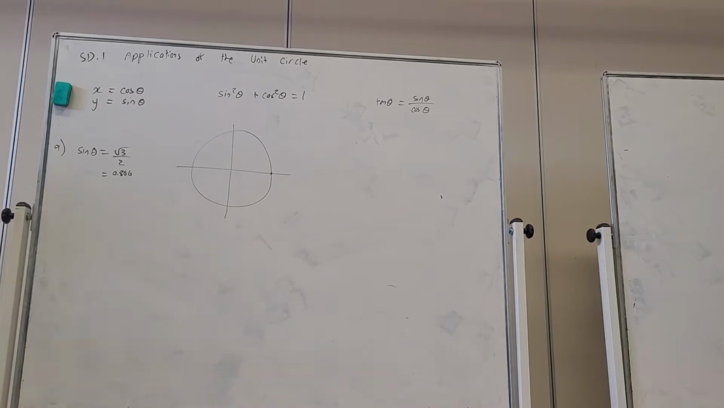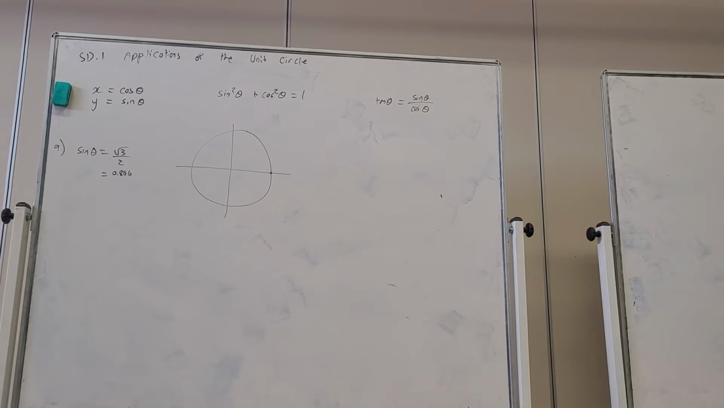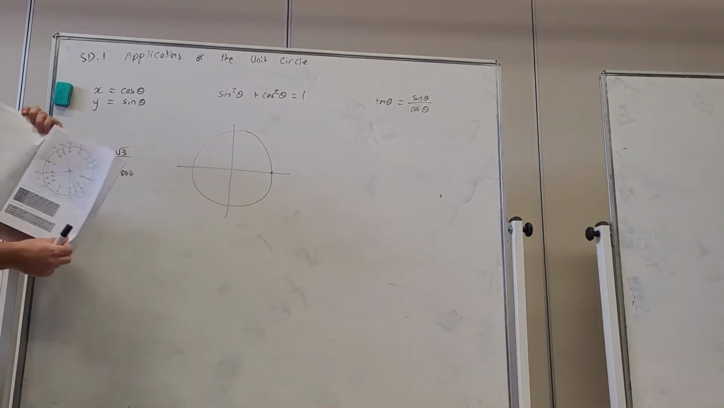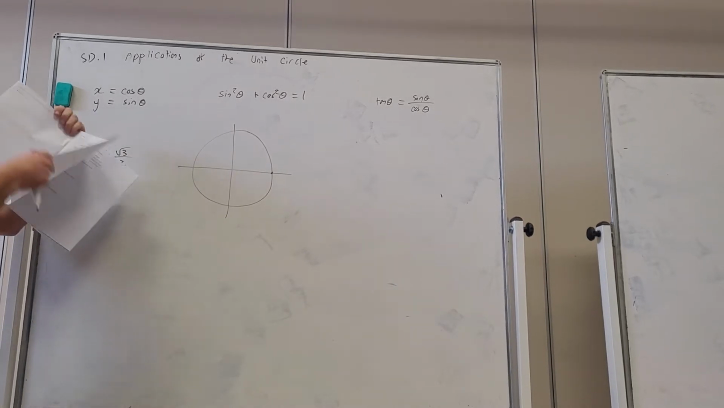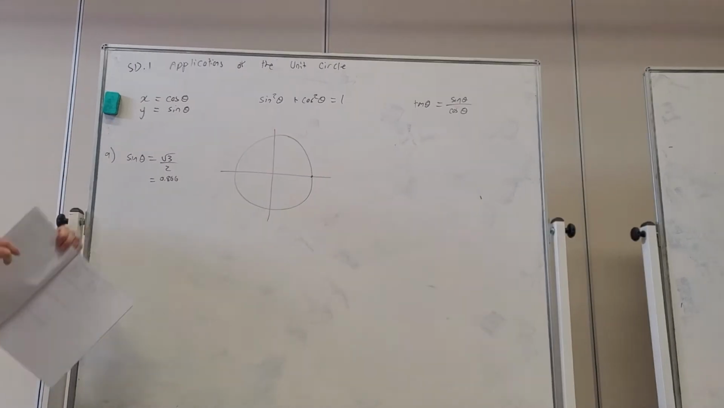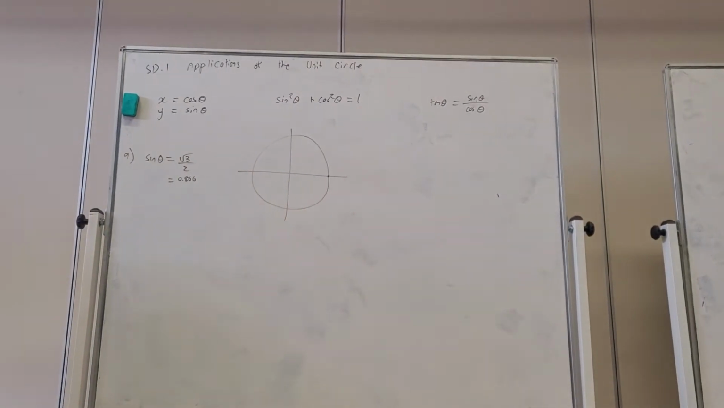So, welcome, 5D.1, we're talking about applications of the unit circle, and so we're going to be flicking between this page and the page in which we drew our unit circle on. We're going to need to be getting some numbers from here. We're going to be looking at that, getting the numbers, and then applying it here. So, here we are.